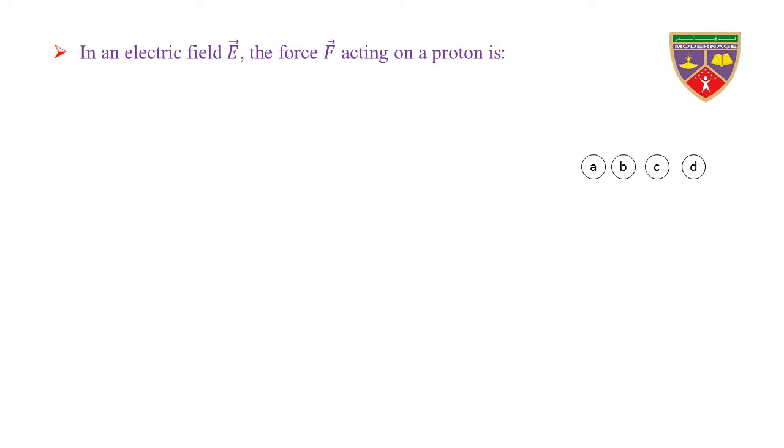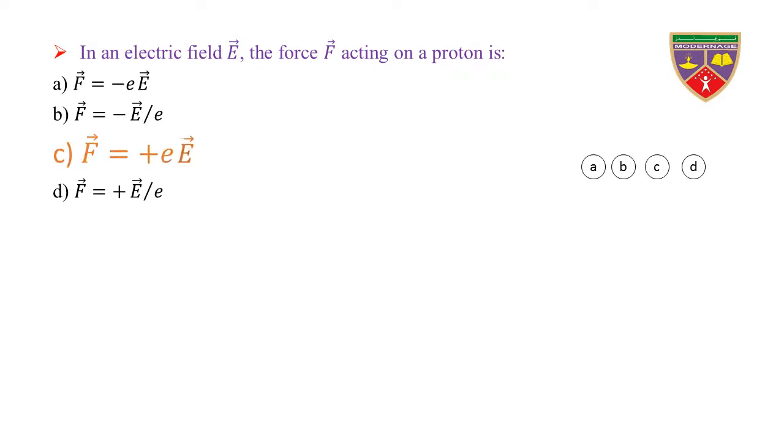In an electric field E, the force F acting on a proton is: option A, F vector = -e E vector; B, F vector = -E vector / e; C, F vector = +e E vector; option D, F vector = +E vector / e. The key is F vector = +e E vector. The correct option is C.